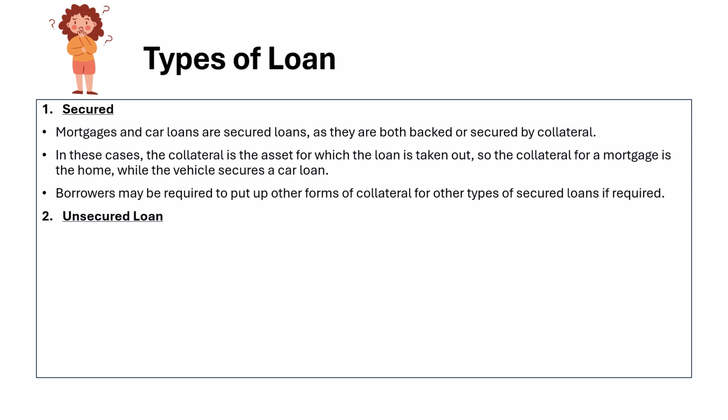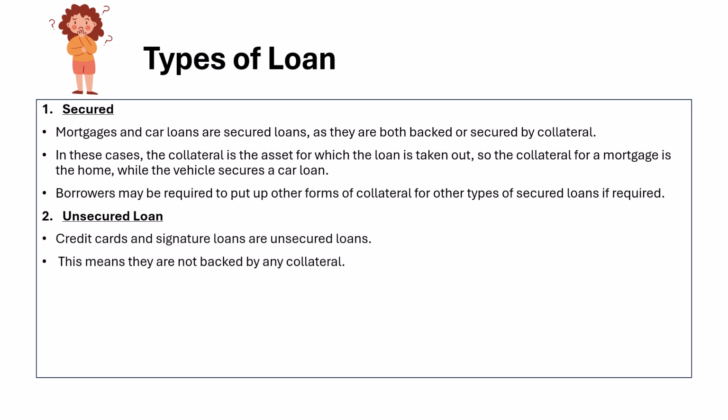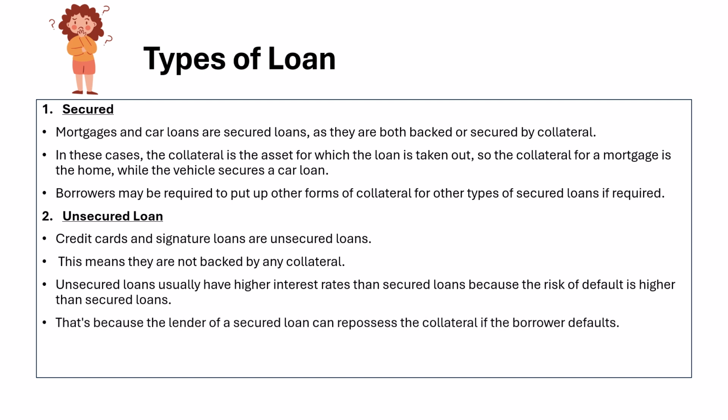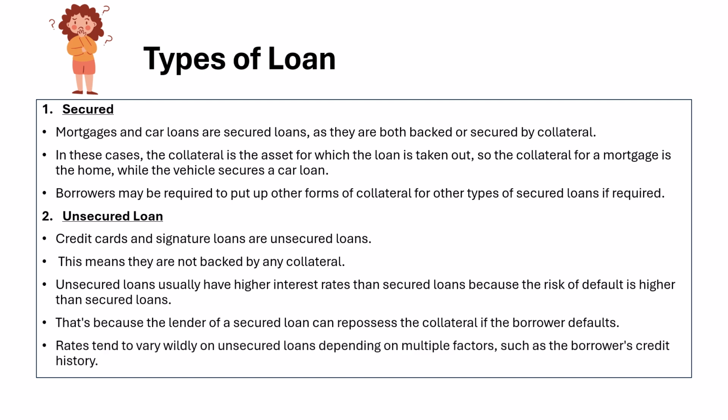The second type is unsecured loans. Credit cards and signature loans are unsecured loans. This means they are not backed by any collateral. Unsecured loans usually have higher interest rates than secured loans because the risk of default is higher. That's because the lender of a secured loan can repossess the collateral if the borrower defaults. Rates tend to vary widely on unsecured loans depending on multiple factors, such as the borrower's credit history.